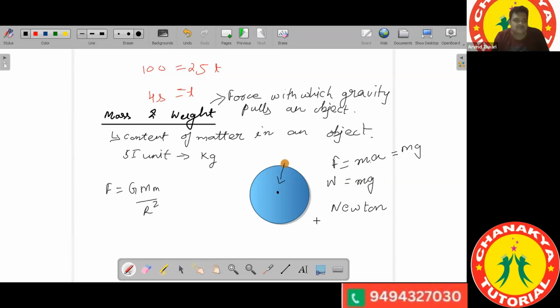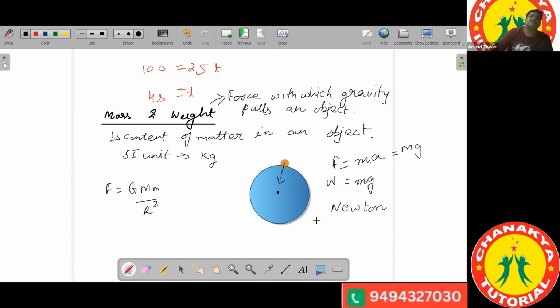Sir, can you repeat the question? Will the quantity of gold change? Suppose you have 1 kilogram gold on the surface of Earth, and you take that gold to the moon. Over there, will it remain 1 kilogram or will it be different? Its weight changes, right? Mass is constant, so it won't change. I'm not saying mass, I'm not saying weight. I'm just saying I have 1 kilogram of gold. So will it remain 1 kilogram or will it change? It will remain 1 kilogram, sir. It will remain 1 kilogram since the content of matter will not change.